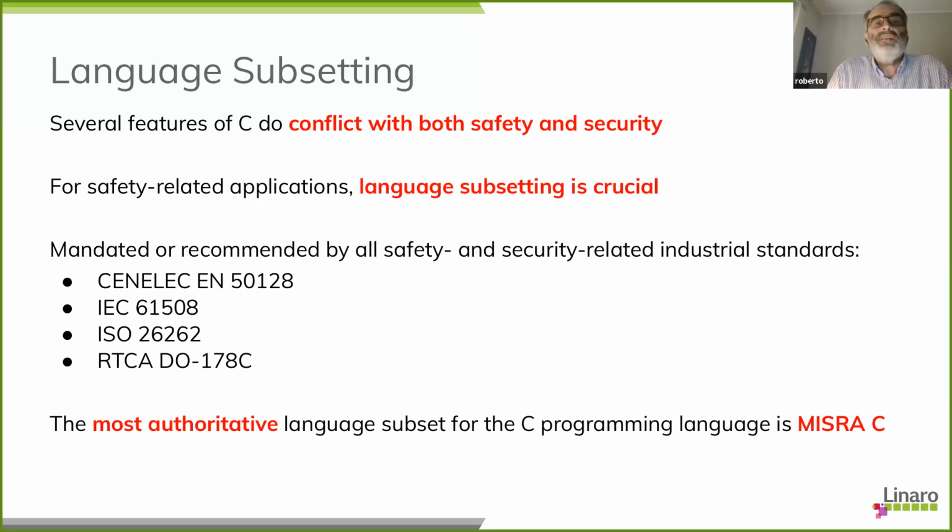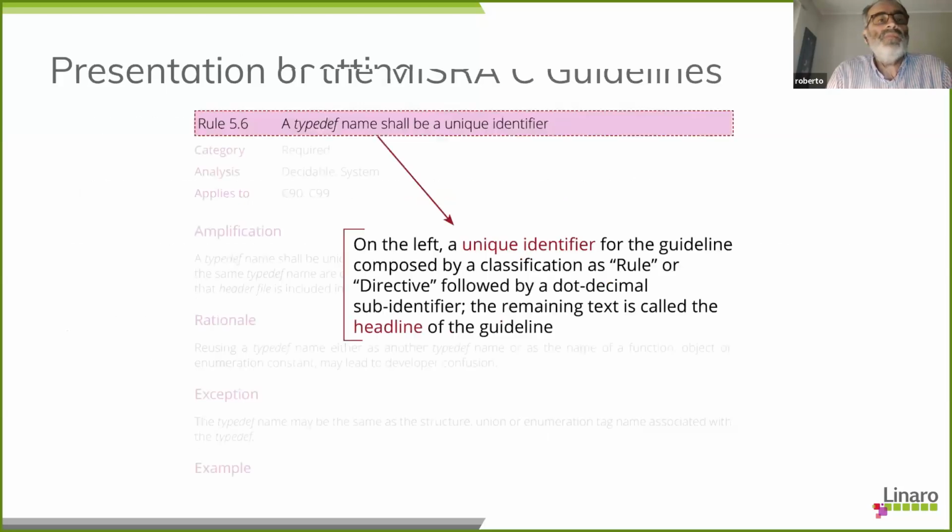There are several features of C that are in conflict with safety and security requirements. So the solution that industry figured out is very pragmatic. It's called language subsetting. Basically, you don't program critical code in C, you code these applications in a subset of C, where the possibility of committing mistakes is largely reduced, and in some cases it's eliminated for some kinds of mistakes. And today, the most authoritative language subset for the C programming language is called MISRA C, and that's why we talk about MISRA C.